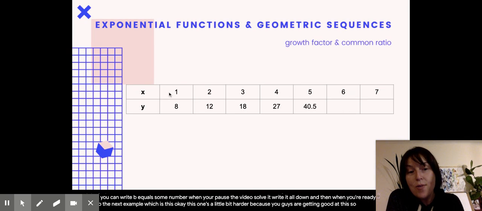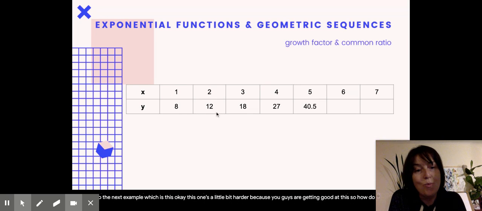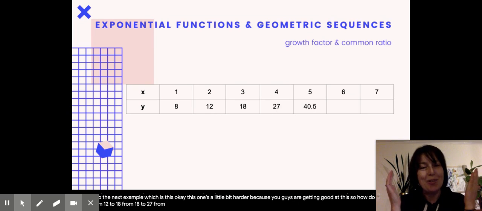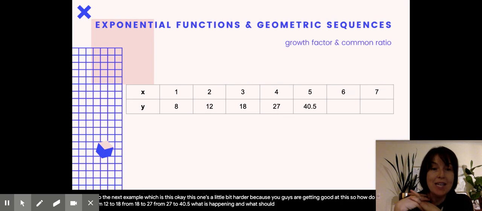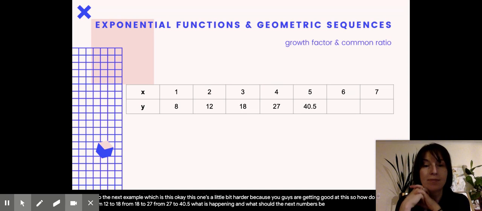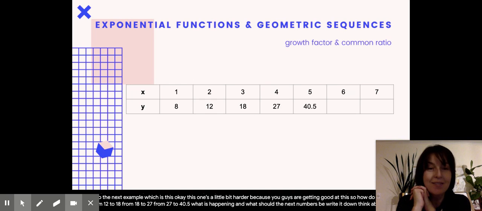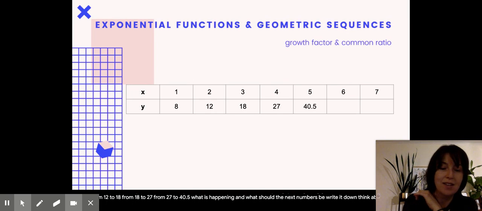So how do we get from 8 to 12, from 12 to 18, from 18 to 27, from 27 to 40.5? What is happening? And what should the next numbers be? Write it down, think about it. If you get stuck, here's a hint.